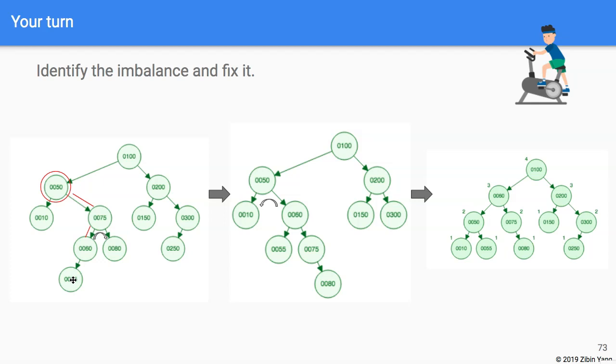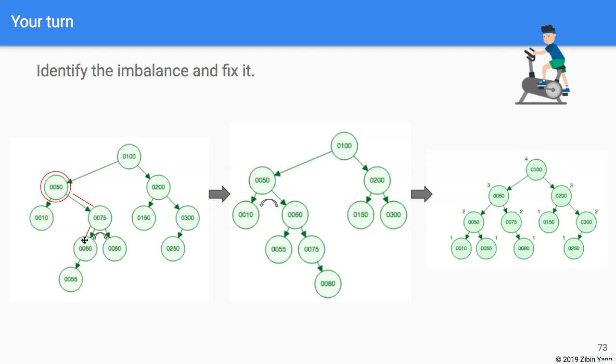To identify the node that violates the AVL tree invariant, we start at the bottom, and for this one, it's not at the root, and not at the leaf either, it's somewhere in the middle. So for the node 50, the left tree is height 0, right tree is height 2. So the difference is 2, which is more than 1. And the type of violation that we have to fix is right and left.